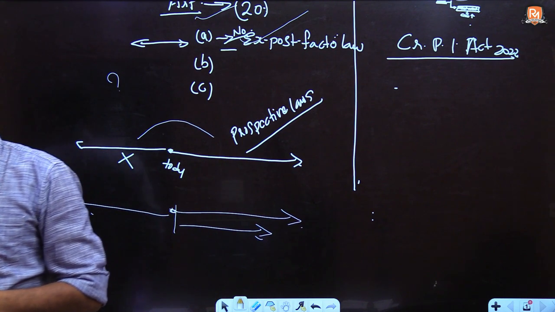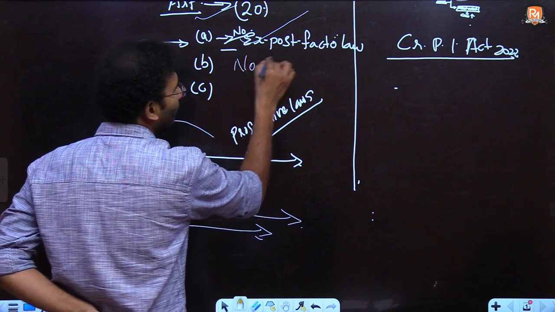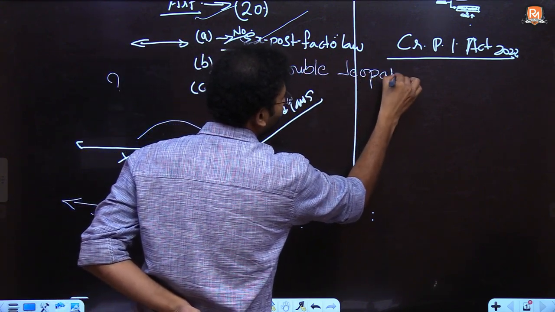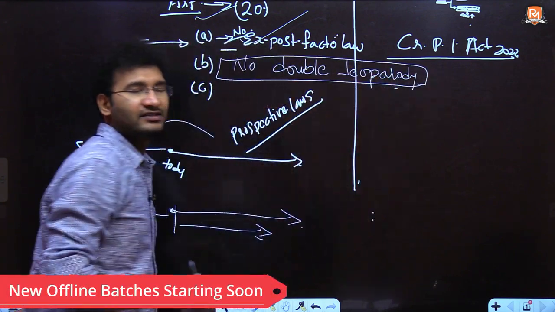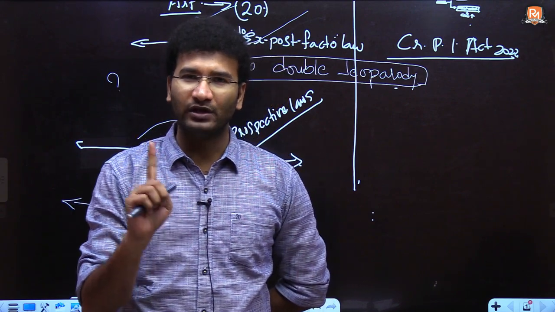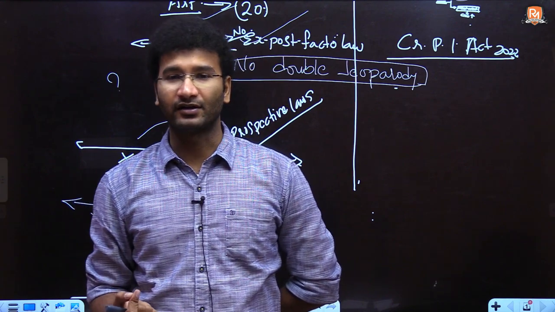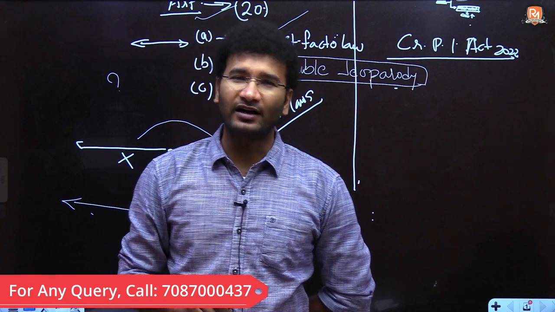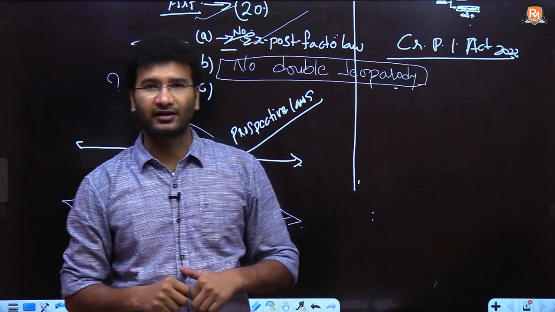Now, there is another provision: no double jeopardy. What do you mean by no double jeopardy? It simply says that for one crime, you will be punished only once. You will not be punished again for the same crime, right? You will not be punished for the same crime twice. Now, let us try to understand a case of the Criminal Procedure Identification Act.